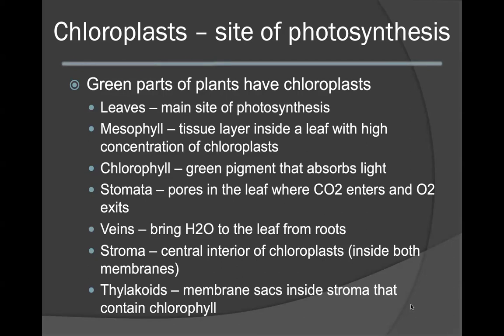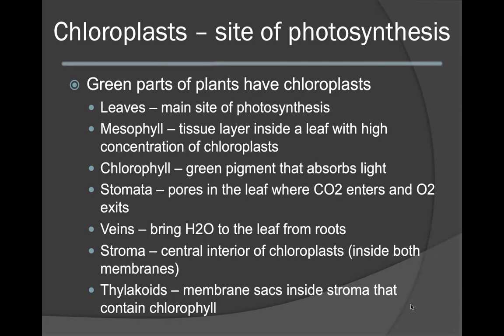Leaves also contain stomata. These are pores in the leaf that can open and close and control the entry and exit of gases such as carbon dioxide and oxygen. They can also help control the flow of water within the leaf as well. Veins will help bring water to the leaf from the root system, and they will also help to bring various nutrients.